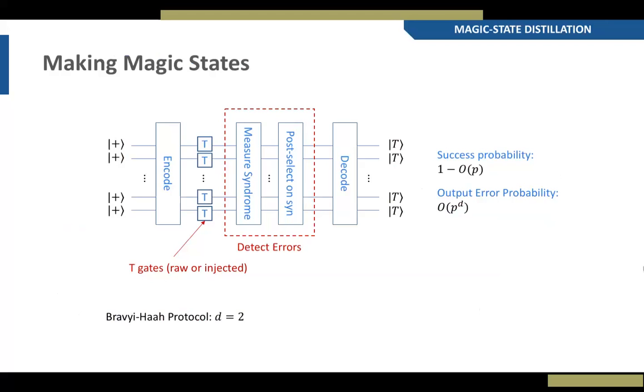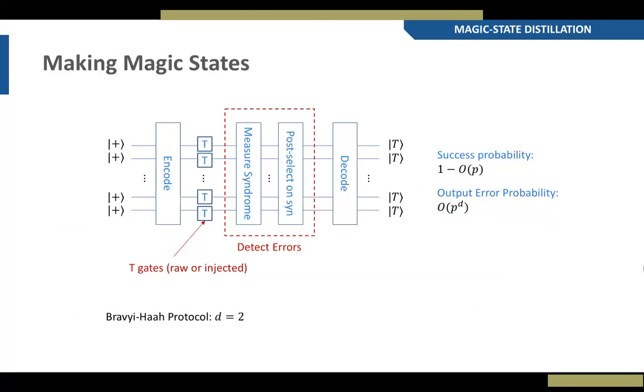So the output magic state has improved fidelity because the error probability is smaller than before. Since p is a number between 0 and 1, when you raise it to the d's power, it should decrease. In particular, d is the dimension of the code, and the Javadi-Abhari protocol that we use for our purpose has d equals 2. So it's a protocol that improves magic state fidelity quadratically. Okay?